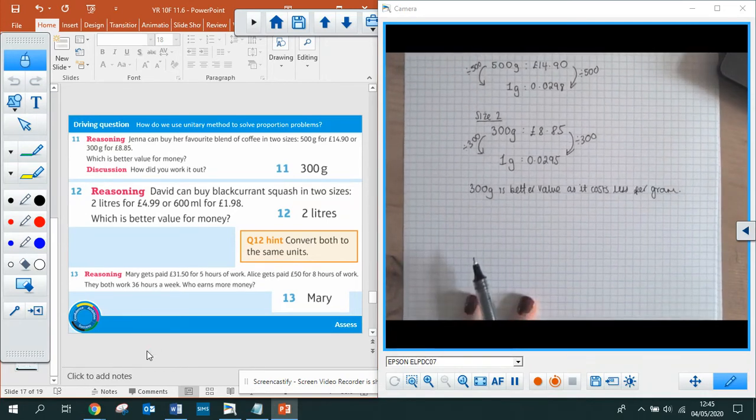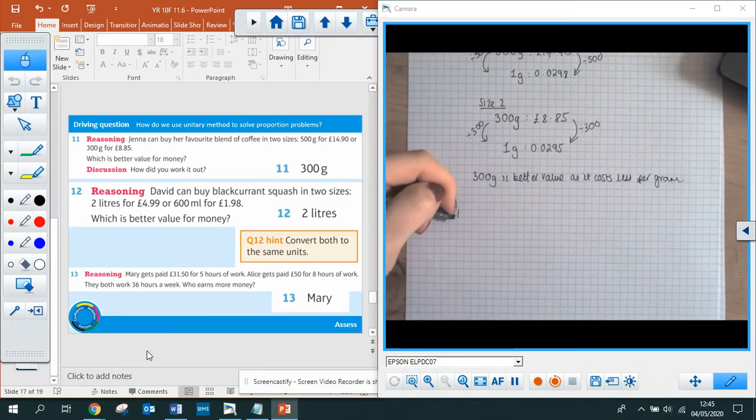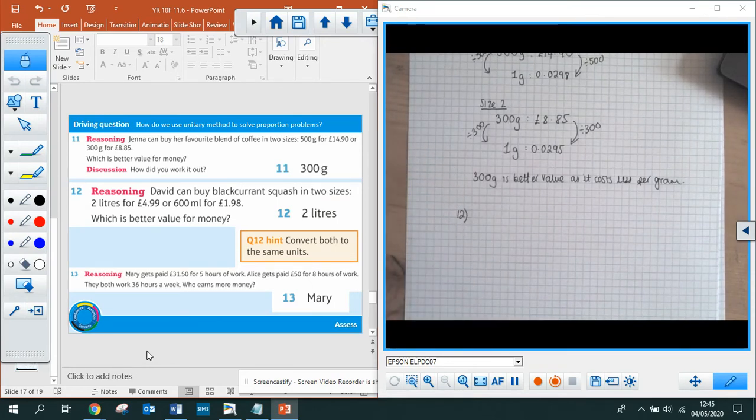Okay? Question 12. David can buy blackcurrant squash in 2 sizes. He can get 2 litres for £4.99 or 600 millilitres for £1.98. Which is better for value? Okay, and you've got a hint that said you need to convert them both to the same unit. Okay, so be careful, you've got litres and millilitres there. So you need to convert first to the same unit.